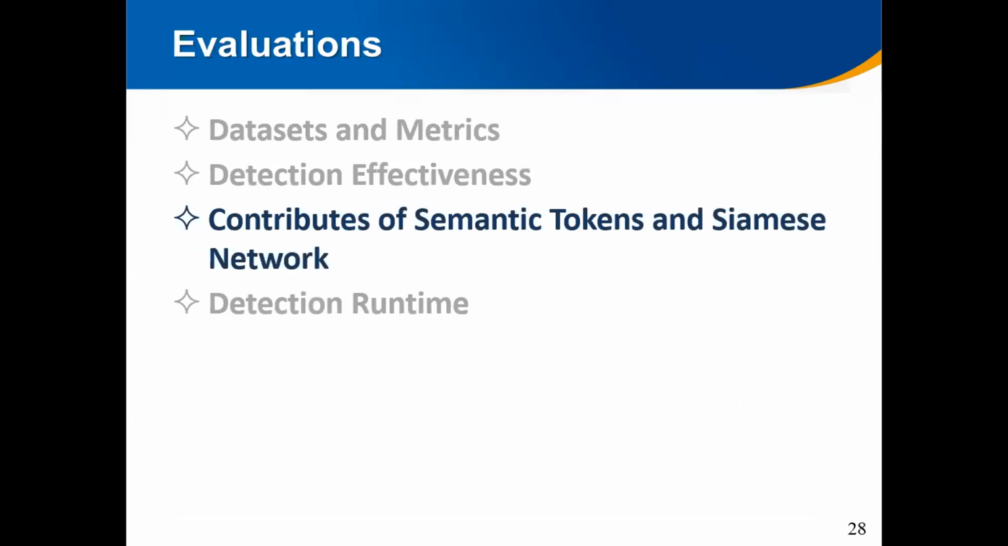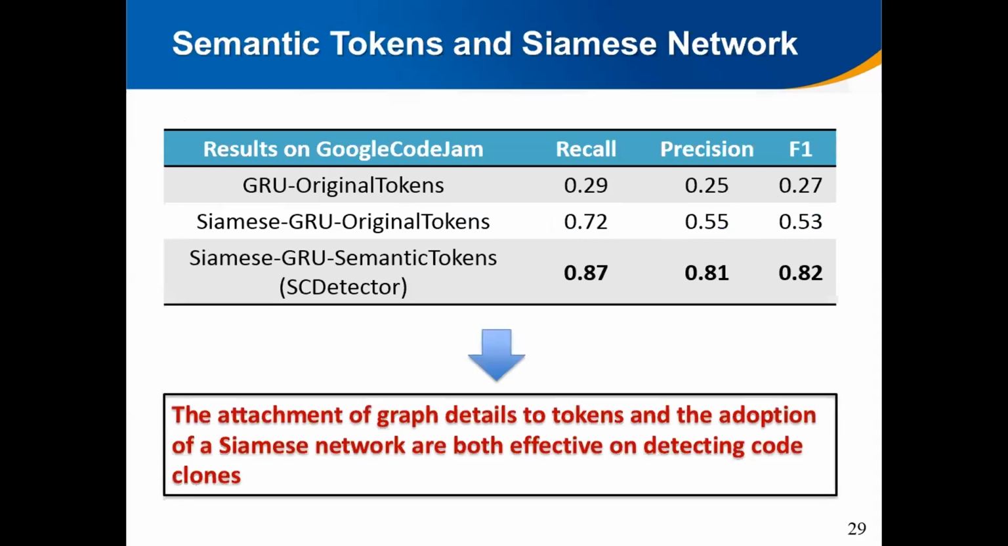In order to check the effectiveness of semantic tokens and the Siamese network on detecting semantic clones, we conduct several single-factor experiments. In the first experiment, we feed the original tokens obtained from the source code of a method by lexical analysis into a GRU encoder. Given two methods, the outputs of the GRU encoder are two vectors. After obtaining the similarity of the two vectors from the cosine distance between them, we claim that the two methods are a clone pair when the similarity is greater than 70%.